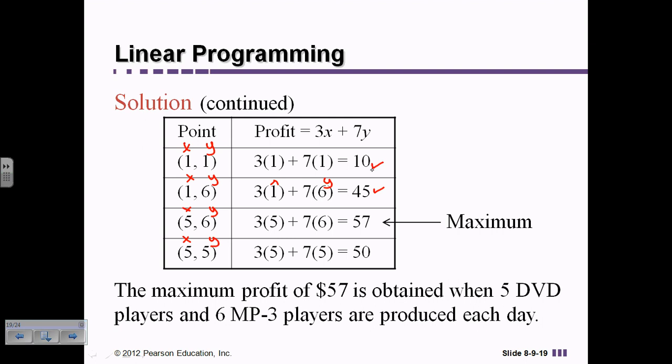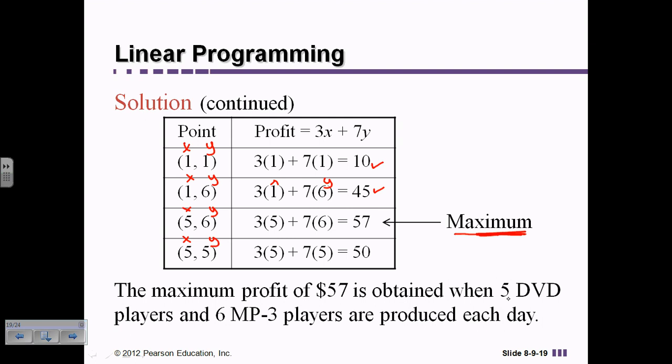We have $10 profit if we produce 1 MP3 player and 1 DVD player. We have $45 profit if we produce 1 DVD player and 6 MP3 players. We have $57 profit if we produce 5 DVD players and 6 MP3 players, and we have $50 profit if we produce 5 of each. So the maximum profit would be $57, and that's when I created 5 DVDs and 6 MP3s.